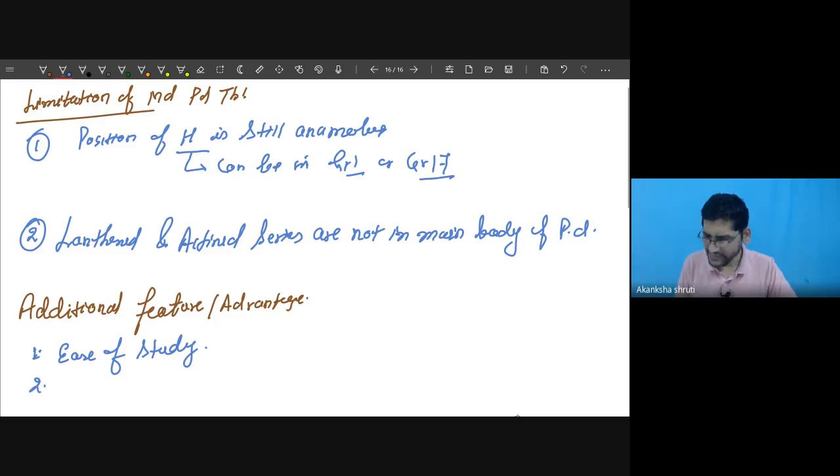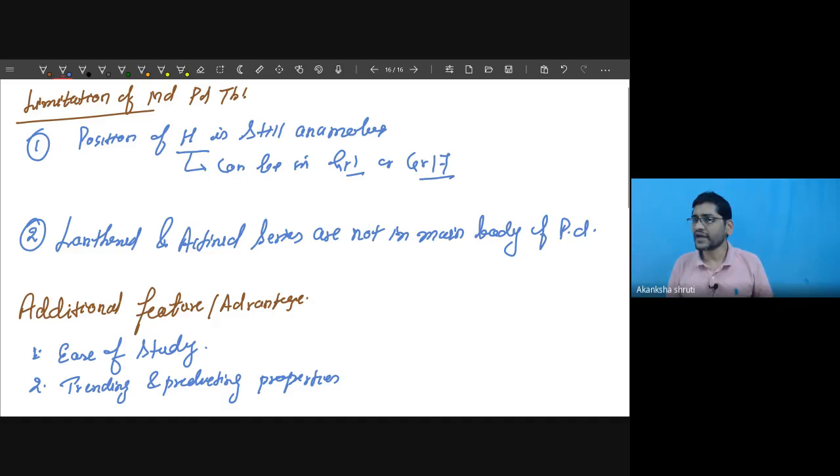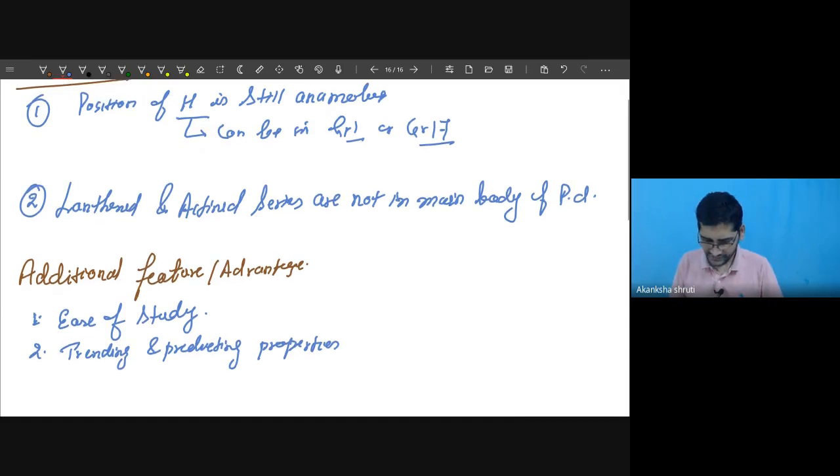The next one, many more features are there. Easy trending and predicting properties. What properties? Atomic size, metallic characteristic, their compound characteristic, their valency, valence electrons, all these properties can be predicted. Whatever possible trendings we have written, all of them fall in the category of this trending. So, trending and predicting properties.